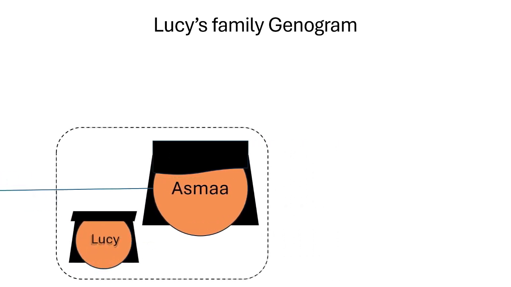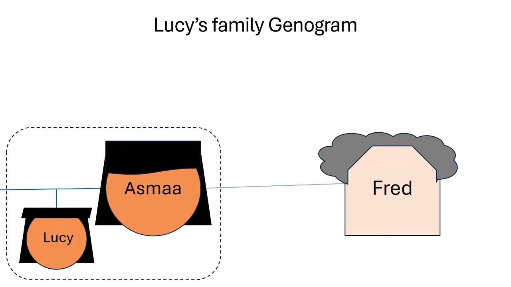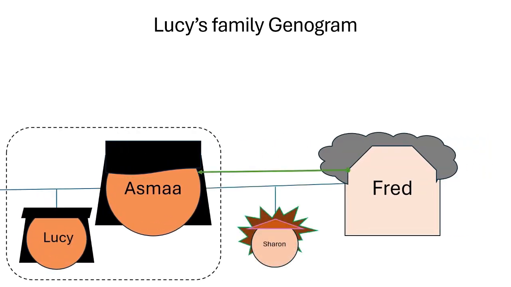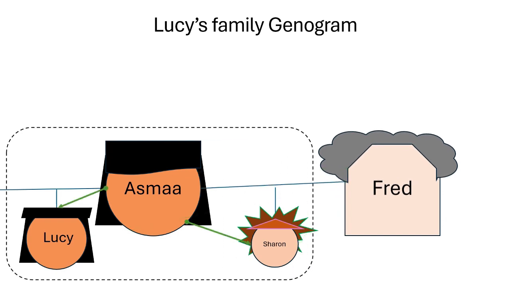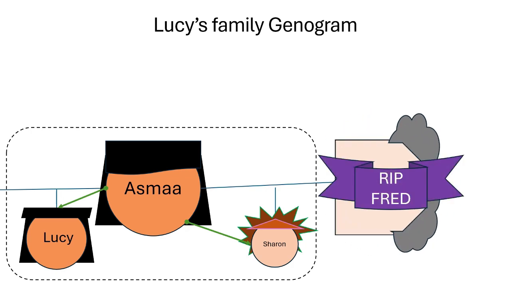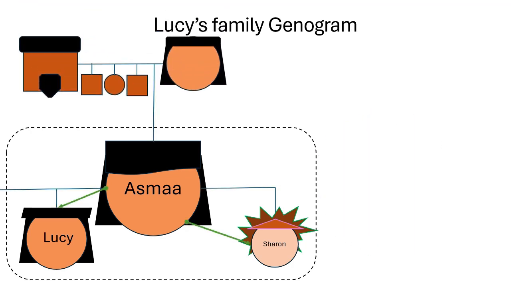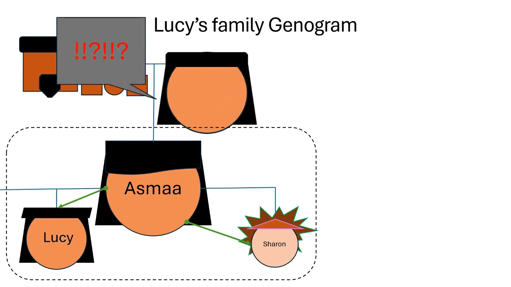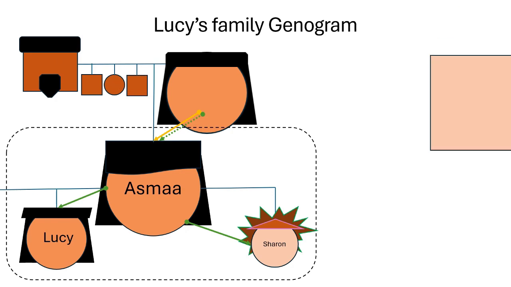Asma later formed another relationship with a guy named Fred. She had a second child with Fred, named Sharon, Lucy's half-sister. Lucy thought Fred was kind of okay, but then suddenly Fred died. Lucy's grandmother stepped in and tried to give some support, but she was also very critical of Asma. Asma did have some other relationships, at least one of which was abusive.